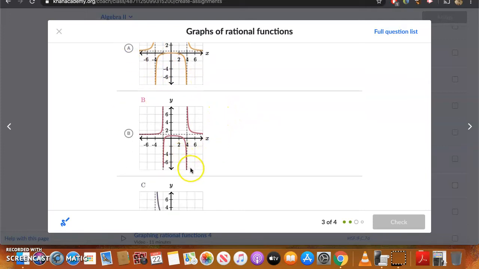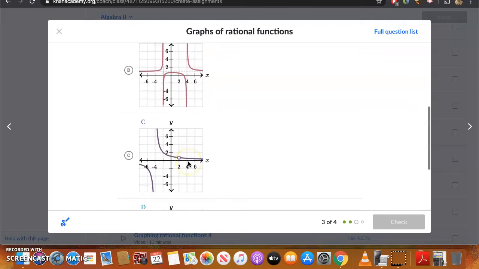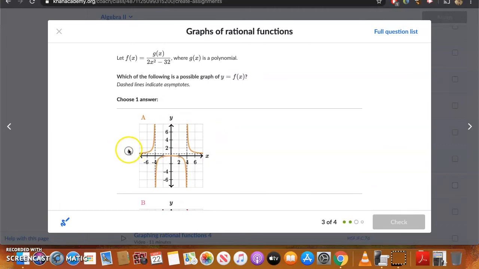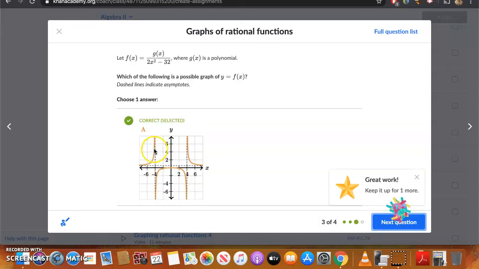In B, I have a vertical asymptote at 4, but here at 2, so that doesn't look like it's the one. Here I only have it for -4 and a hole at 2, so that's no good. And this one, again, I have vertical asymptotes at different values for x, at -2 and 6, so that doesn't work. So it looks like choice A is the winner.